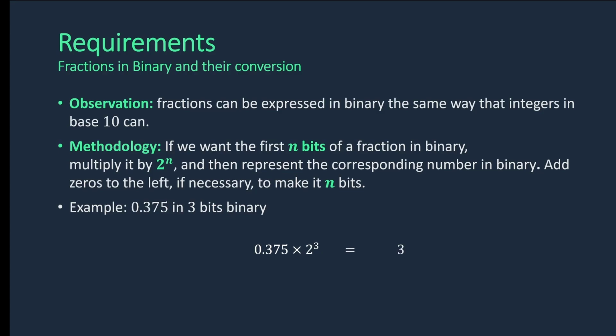In this case, we get 3. And then we're going to represent the number 3 in binary. Well, 3 in binary is simply 11. But because we wanted to get 3 bits, we add a 0 to the left if necessary to make it the number of bits that we wanted. So in this case, we have 3 bits. And we can see that it agrees with our previous results. So 0.375 in base 10 is equal to 0.011 in base 2.